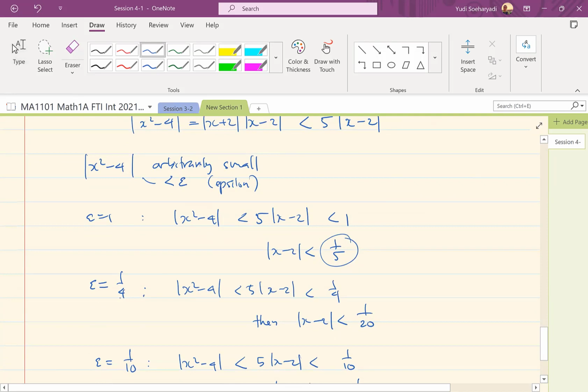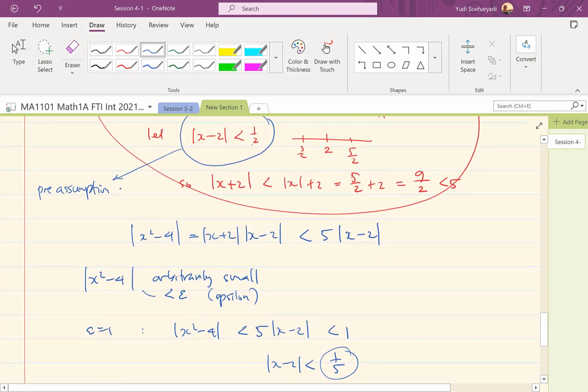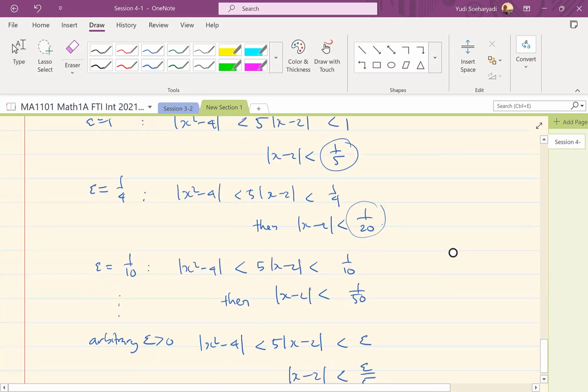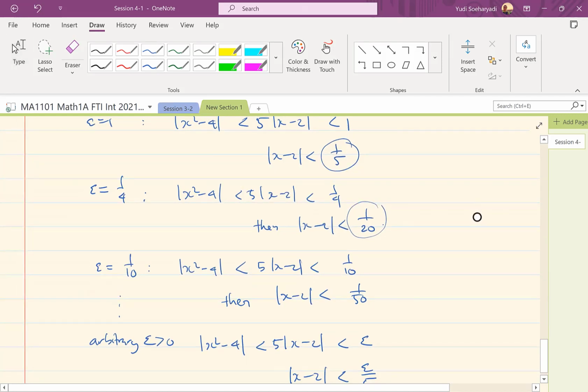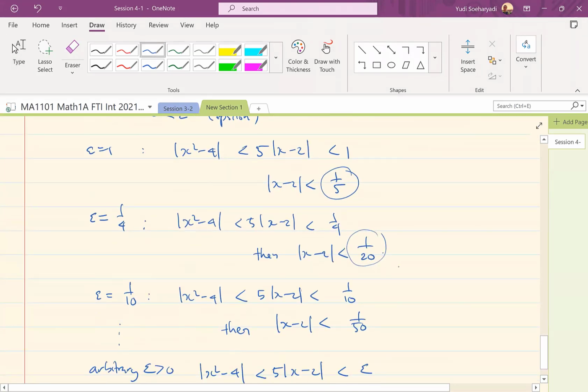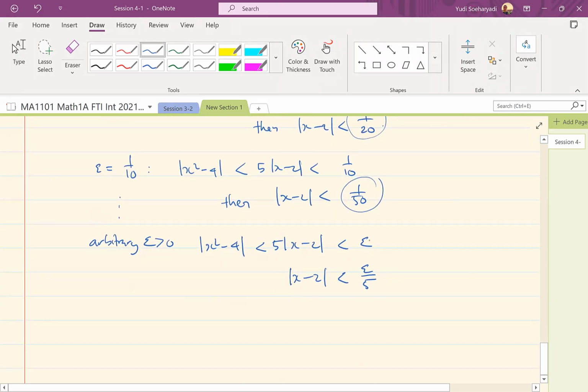So in this case it would be 1/5, right? So if epsilon is 1/4, in the end you get 1/20th. If we compare this to the pre-assumption, it should be 1/2, and we pick the smaller one, 1/20th. All right. And what if 1/10th? You again pick the smaller between 1/2 and 1/15. Yeah. Or in general, because if it's arbitrary epsilon, then we have to compare this one.